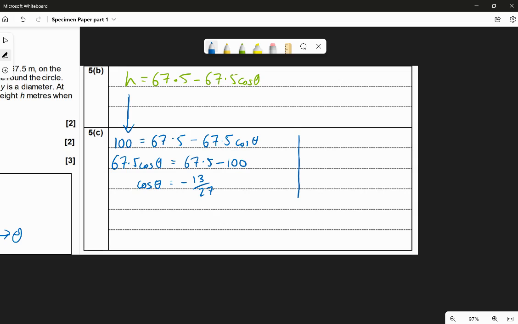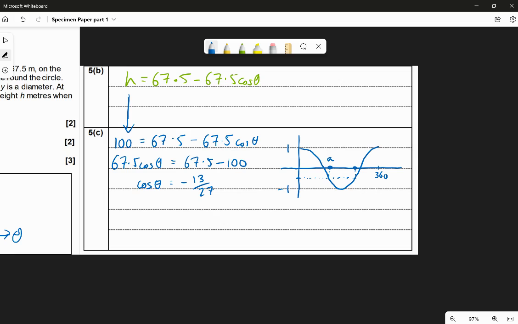So that's the value of cos theta. So if I want to find all the values of theta, it's a good idea if you draw a sketch of the graph of cos theta between 0 and 360. So it goes between 1 and minus 1. And I want to find the values of theta which give me a height of negative 13/27, which is around there, just above minus 0.5. So there will be two. There'll be one here and another one here. And they will be symmetrical.